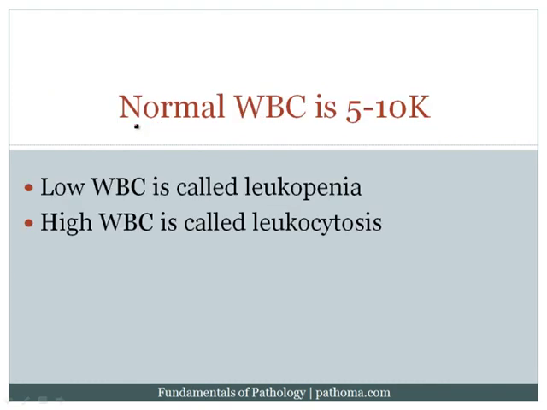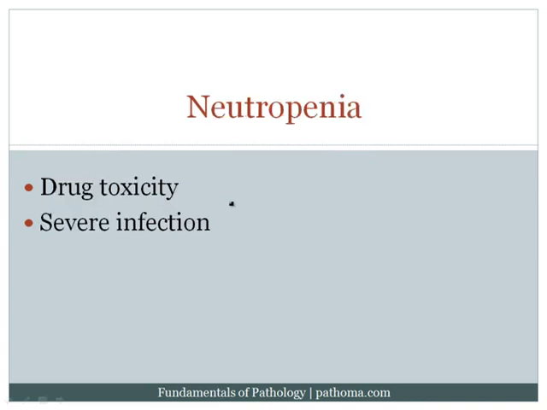The normal white blood cell count is about 5 to 10,000. If the white blood cell count is less than 5,000, we call that leukopenia. And if the white blood cell count is above 10,000, we call that leukocytosis. Now, what I'd like to establish here is that when a patient has a leukopenia, or when they have a leukocytosis, it is usually predominantly due to one cell type. For example, one possibility is something called neutropenia. Neutropenia refers to a low number of circulating neutrophils.